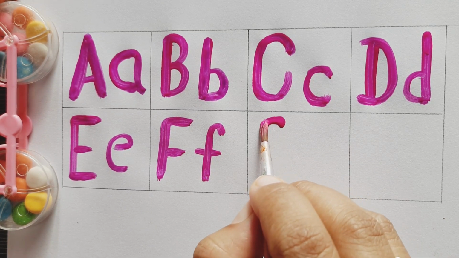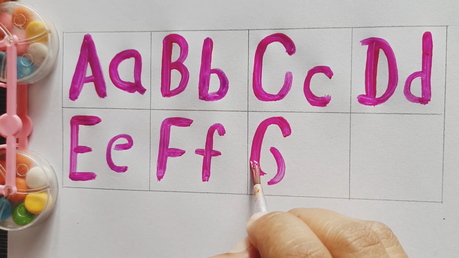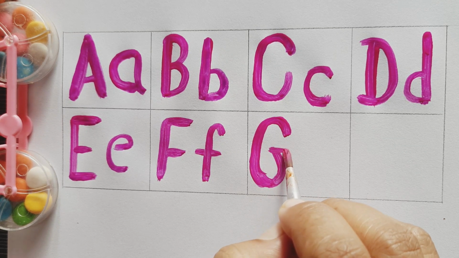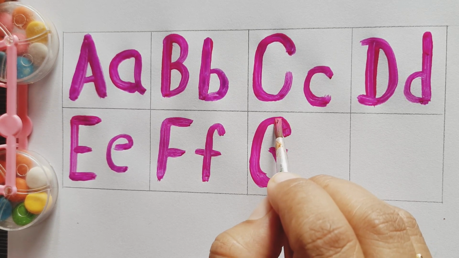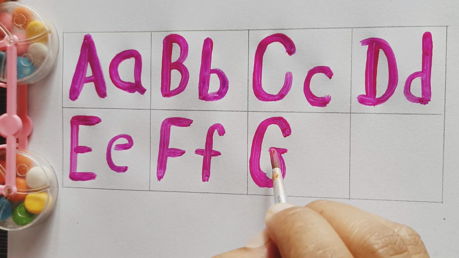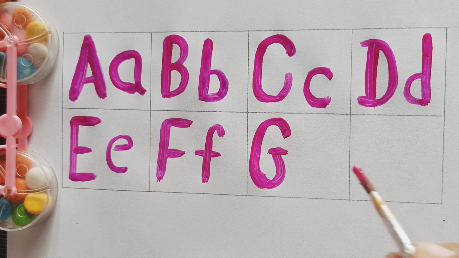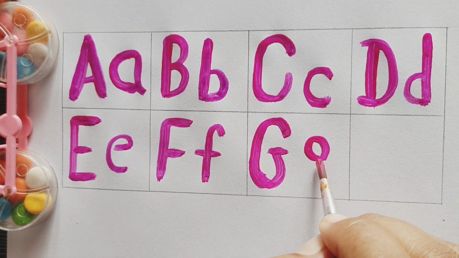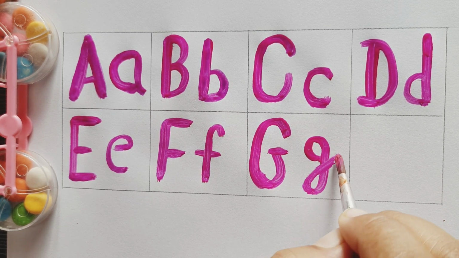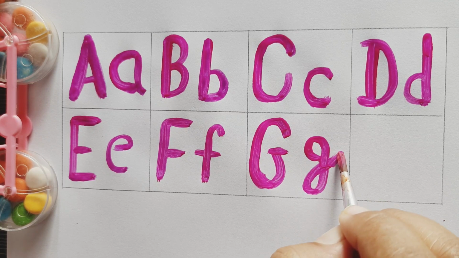G, capital letter G, G for grapes, G for grass, G for goat, capital G, G for grapes, G for grass, G for goat, small g, G for grapes, G for goat, G for grass, small g.